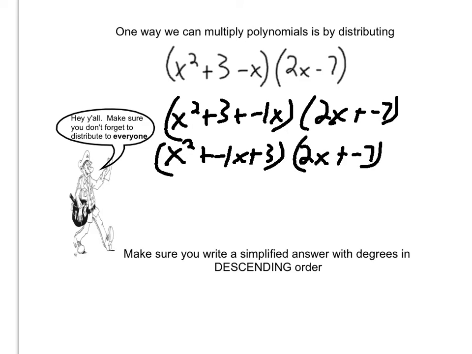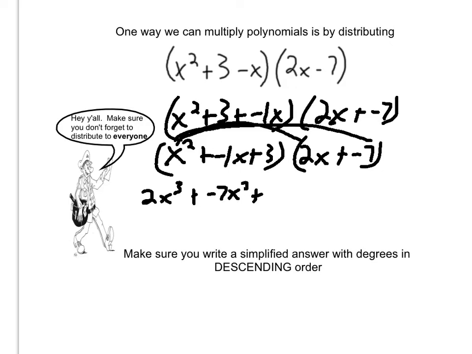Okay, and so now what we're going to do is we're going to distribute. We're going to distribute each one of these terms to each of the other terms. Okay, so we're going to pass them all out. So we're going to take x squared times 2x. And that gives us 2x cubed. And then we're going to add. We have to do x squared plus negative 7. Well, that's negative 7x squared.